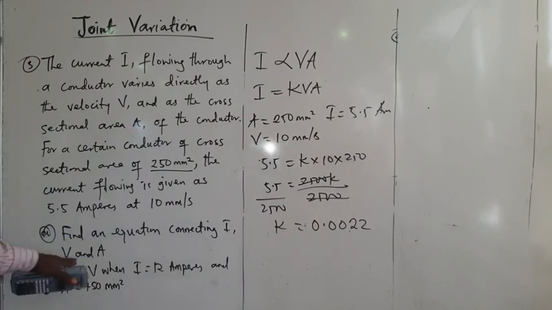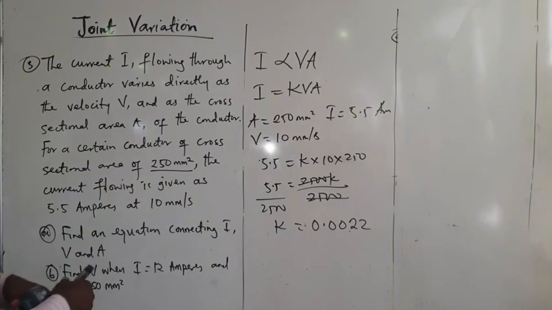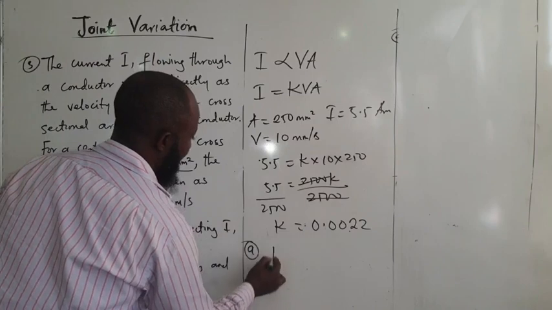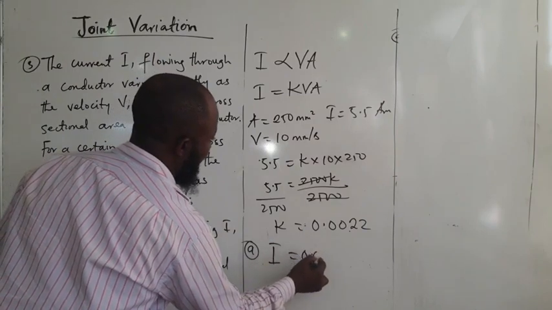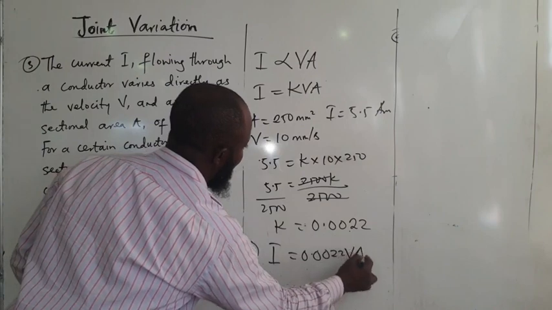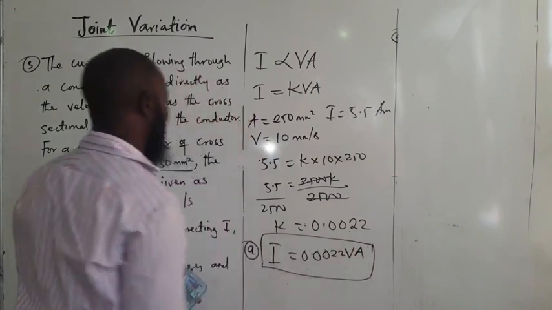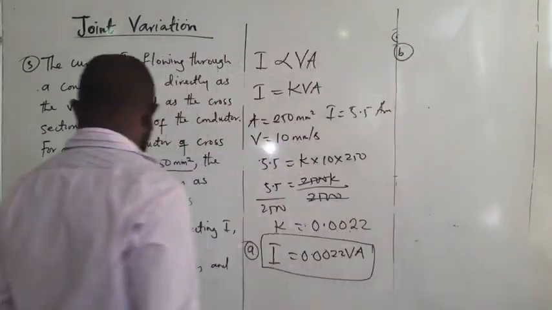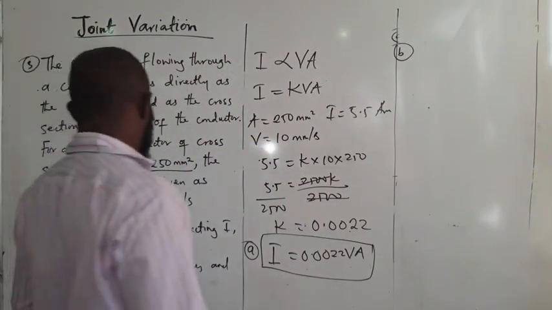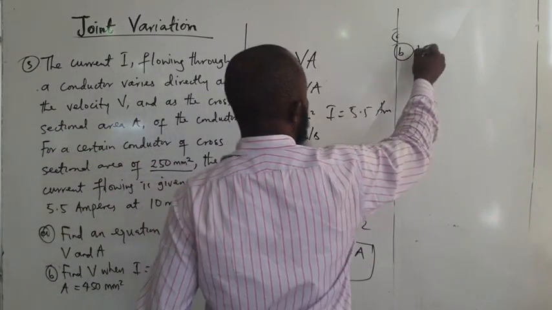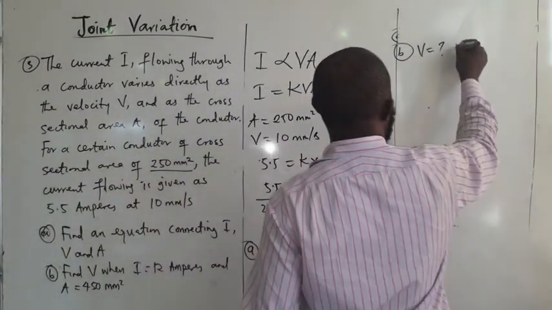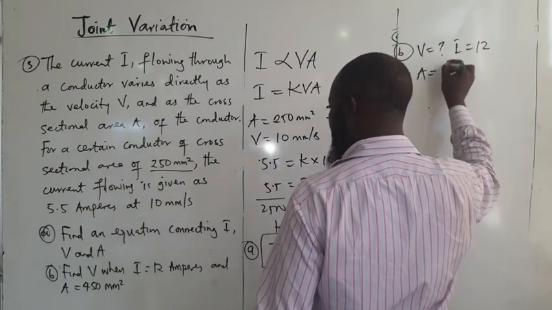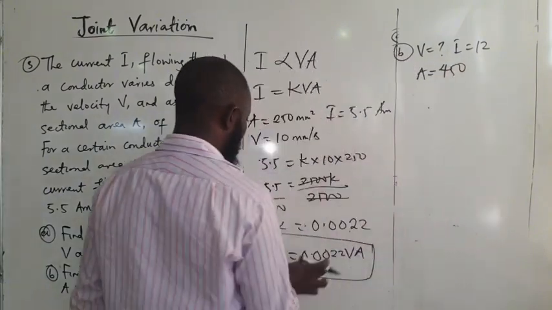We found this. Then the next one is find the equation connecting them. So the equation will then be what? We put this here. Current I equals 0.0022 VA. This is the relationship. This is the equation connecting them. Then the last one, which is B here, is find V when I is 12. So we're looking for V. I is 12, and A is 450. We still make use of this.